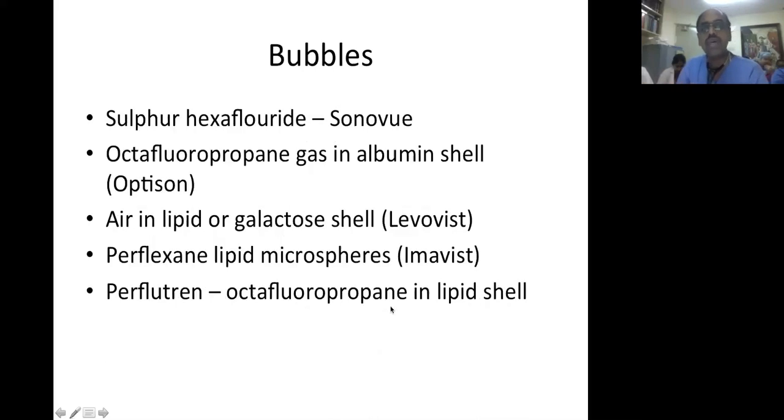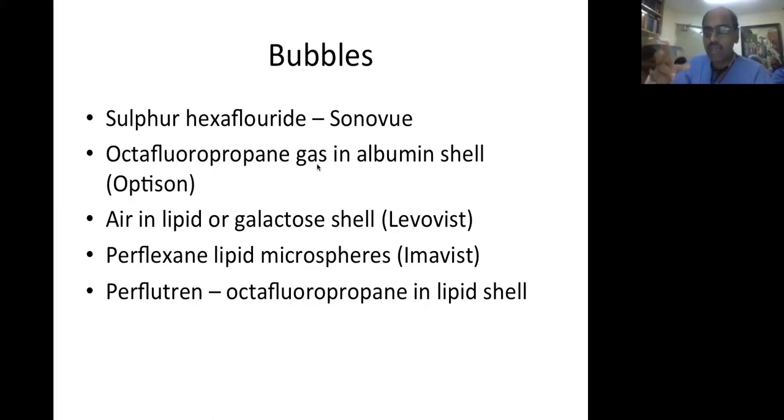perfluorocarbons. Some of the agents that are commercially available: sulfur hexafluoride, which is called Sonovue. Then these are all perfluorocarbons. Perfluoropropane, octafluoropropane in an albumin shell, which is called Optison. Then air in a lipid or galactose shell, which is called Levovist. Perflexane in lipid, which is Imagent. So there are various agents. The outer shell is made up of a lipid or a galactose.